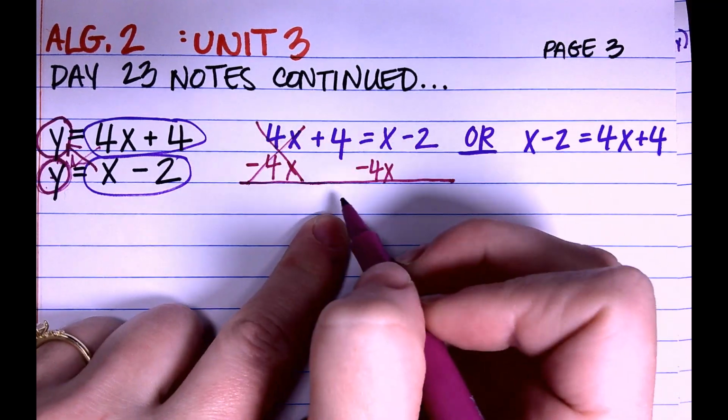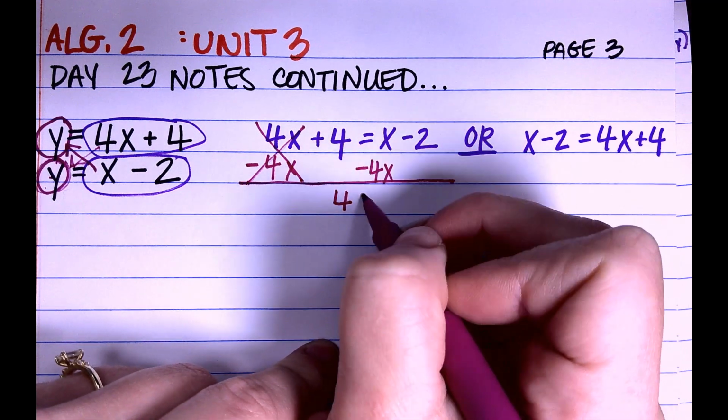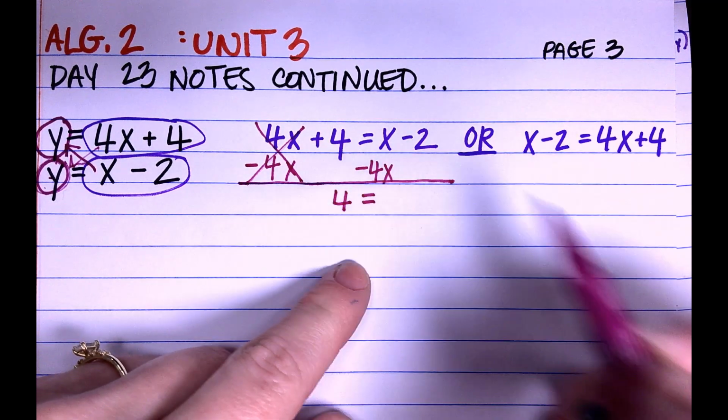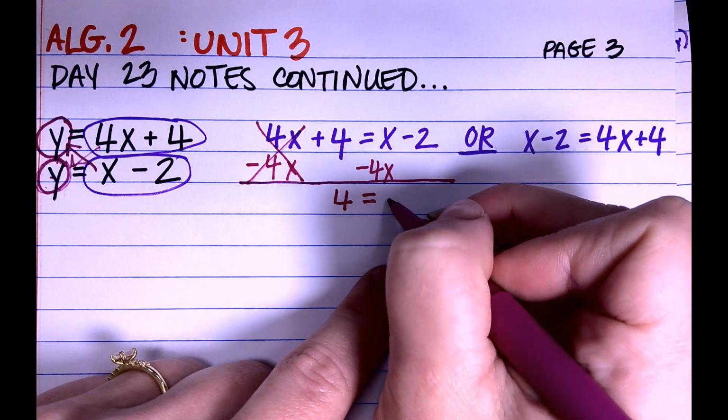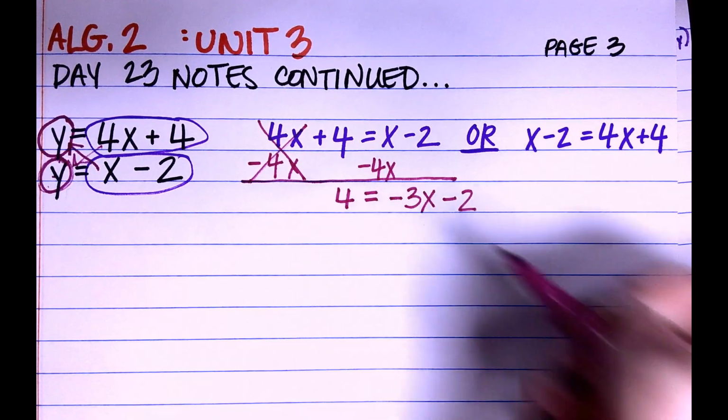Yes, my 4x's would cancel. I'll bring down my 4 equals, what's x minus 4x? Good, negative 3x. Take away 2, bring that down. Good.